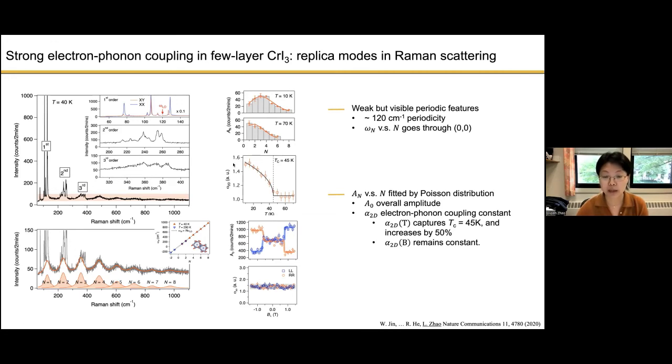After fitting the Poisson distribution, we can get one important parameter, that is the electron-phonon coupling strength for this 2D system. We can see that this electron-phonon coupling strength kicks up and increases by about 50% below this critical temperature of 45 Kelvin. And then we also investigated the field dependence of this property. We see that this electron-phonon coupling strength didn't quite change across the spin flip transition in bilayer, while the overall intensity had this jump here.